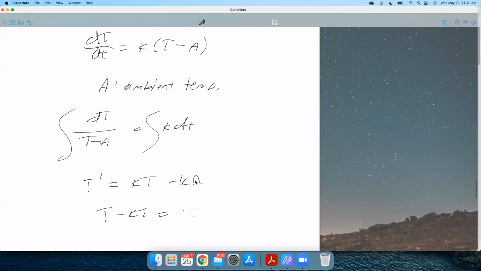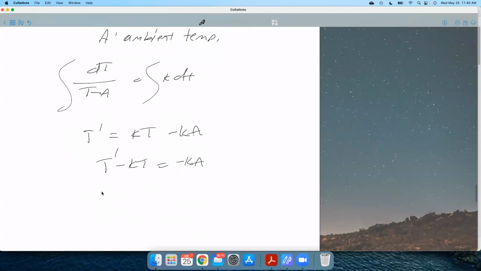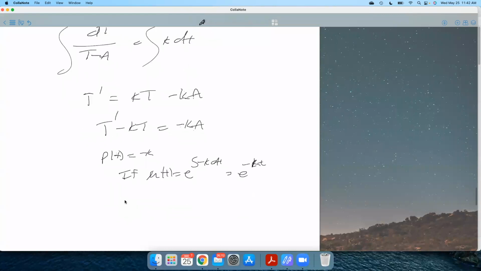This should be kA. Okay, so there's our P of t there. The coefficient in front of T without a derivative on it is negative k. So my integrating factor, what we call mu, will be e raised to the antiderivative of negative k dt, which would be e to the negative kt. So we multiply everybody by that.